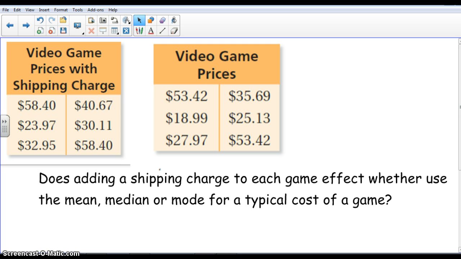Okay, the answer for number 7 is that the mean, median, and mode all decrease by $3. Yes, you could have figured this out just by looking at it, but I want you to chart things out and understand how this data affects each other. All right, at this point, in your packet, it tells you what the exercises are, and the exercises are on page 407.